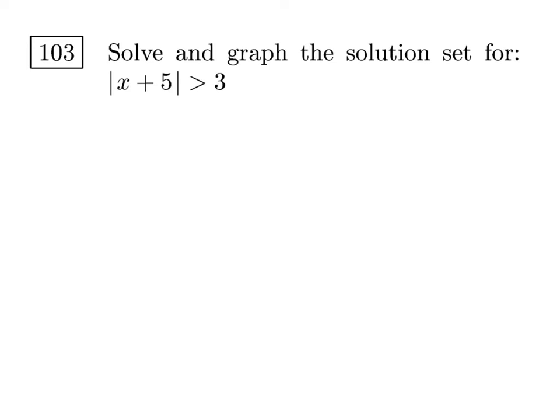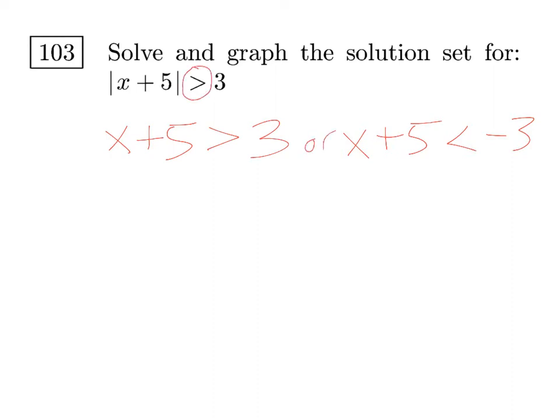All right, solve and graph the solution set. Here we have an absolute value inequality. So it's absolute value, you have two cases. You have x plus 5 is greater than the positive case, and x plus 5 is less than the negative case. For the negative case, you got to switch the sign. And the other thing we have to do is connect them by an and or an or. Since it's greater than, you want to think greater, connect them with an or.